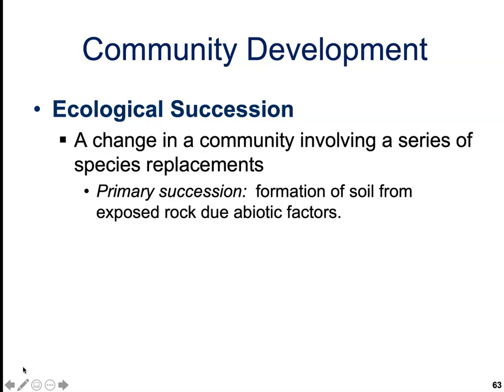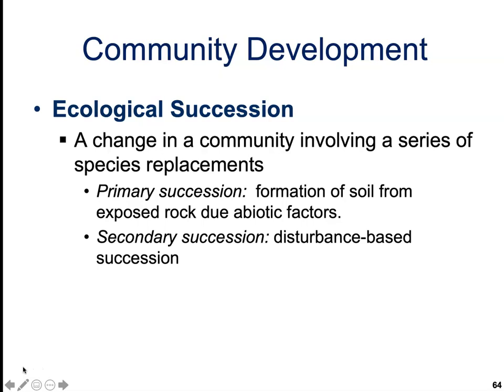So we're going to start off with primary succession. Primary succession is going to be the formation of soil from exposed rock due to wind, water, and other abiotic factors. Secondary succession is going to be disturbance-based succession, in which there's going to be a progressive change from grasses to shrubs to a mixture of shrubs and trees.